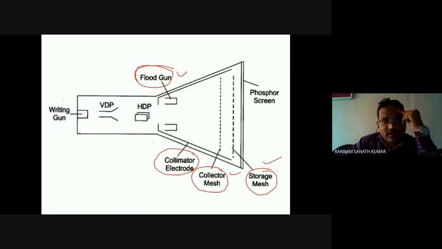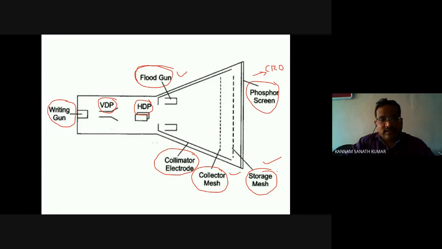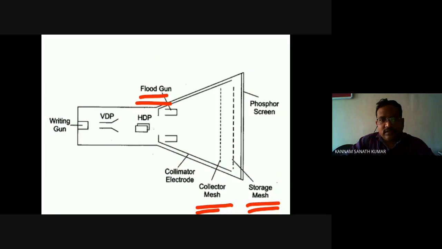As you know, in the normal oscilloscope, the normal CRO, you have the electron gun, vertical deflection plates, horizontal deflection plates, and the phosphor screen. These are present in the normal CRO. Additionally, along with these normal CRO parts, we have added these things present in the storage oscilloscope.